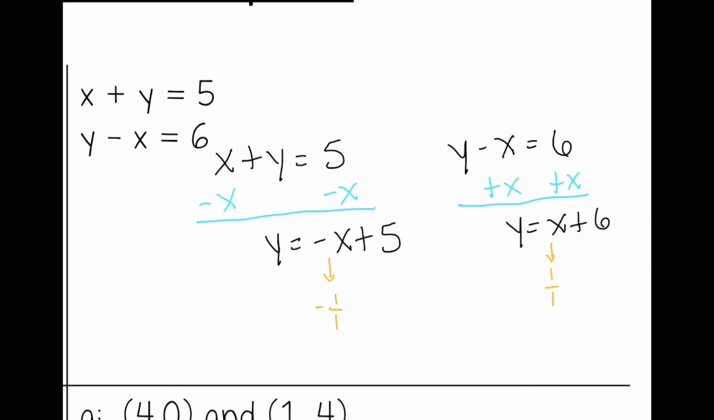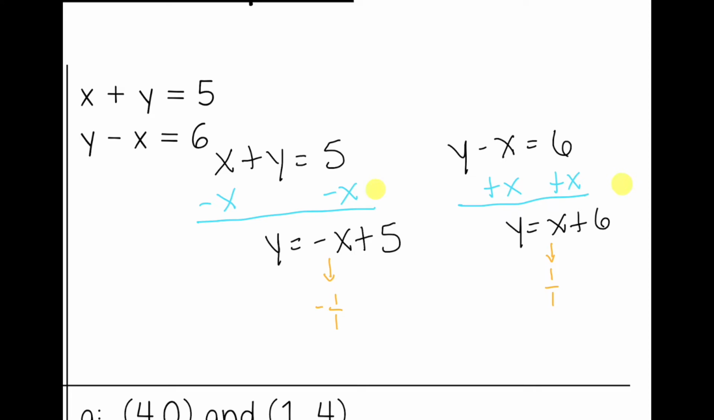And so here we have a set of equations where we need to convert into slope-intercept form again. So we're solving for y. I need y by itself on the left. So when x plus y equals 5, I subtract x from both sides, and that's it. Then I have y equals negative x plus 5. And in the second equation, y minus x equals 6. I add x to both sides and end up with y equals x plus 6.